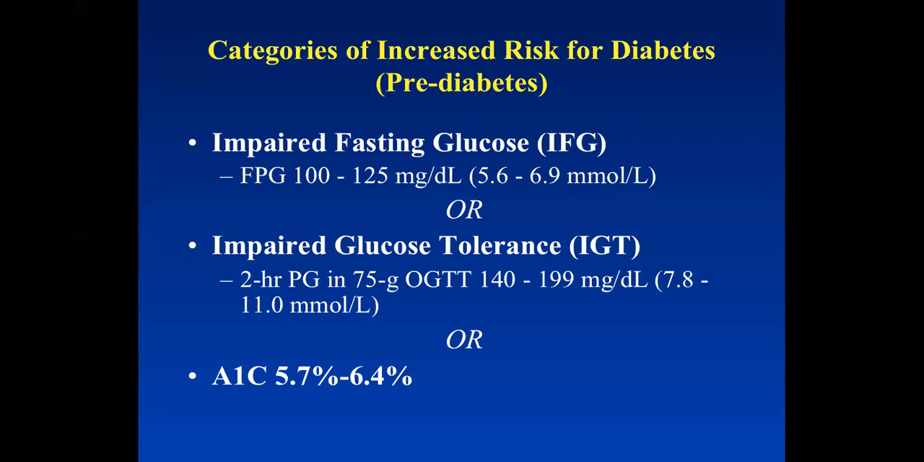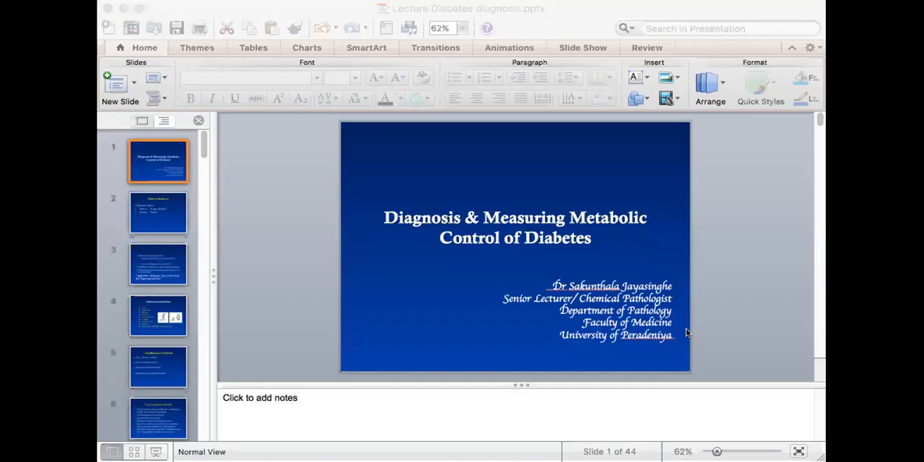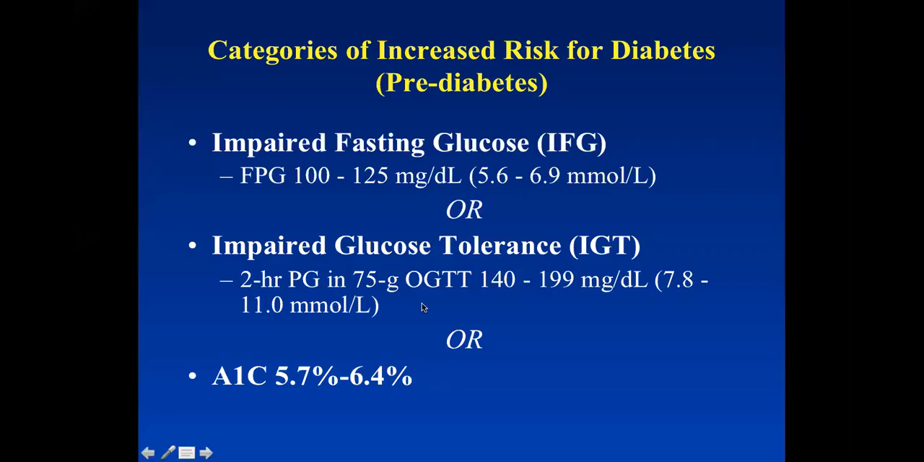Okay, and similarly for the OGTT, the levels are between 140 to 199 milligrams per deciliter, or 7.8 to 11 millimoles per liter. Okay, and for A1C, it is 5.7 to 6.4%. Okay, so these are the levels at which the patient is at increased risk of developing diabetes.